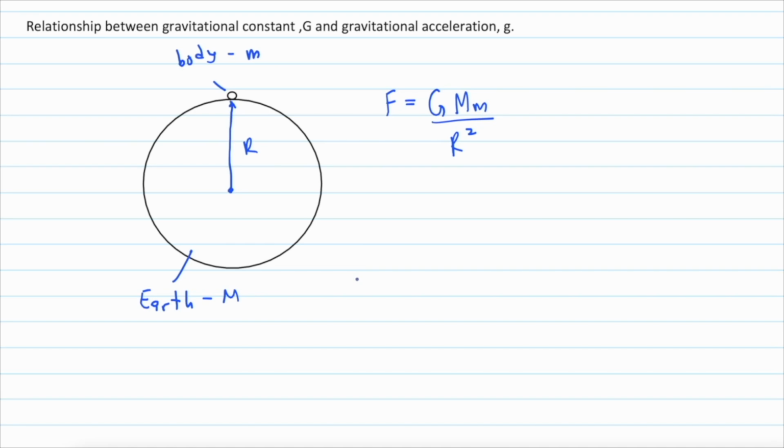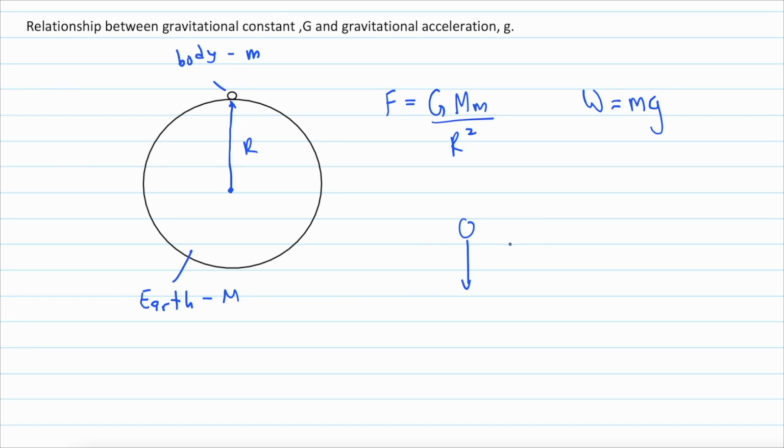But what does the body experience? Although it's experiencing gravitational force, the body is also experiencing Earth's gravity, which produces an acceleration. We know that when we leave an object to free fall downwards, it experiences an acceleration. And this acceleration is due to the gravitational force. So this force can also be represented as the weight of the body, and the weight of the body equals mg. Now, the weight and the force are the exact same thing. The weight that we experience is the gravitational force that is acting upon us.